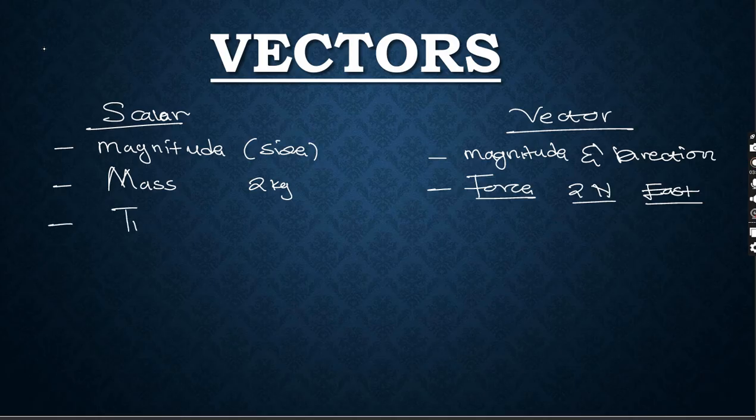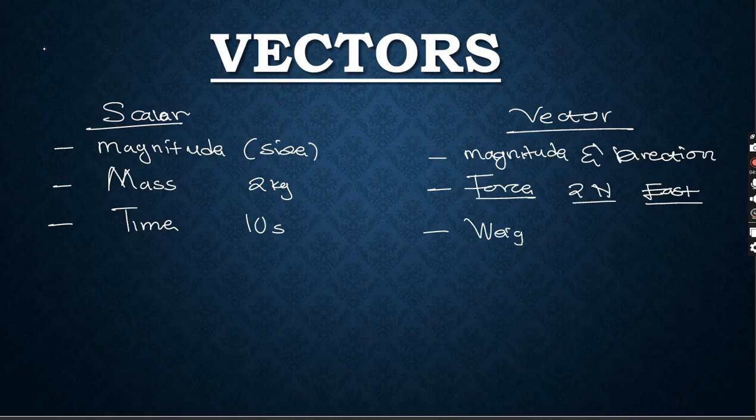Other quantities you need to know which are scalar quantities. Let's talk about time. Time has only magnitude. There is no direction with time. You can't say that time is moving in the east direction. You can only say we have taken 10 seconds, or 10 hours. You can't say that 10 hours are moving in this direction. That can't happen.